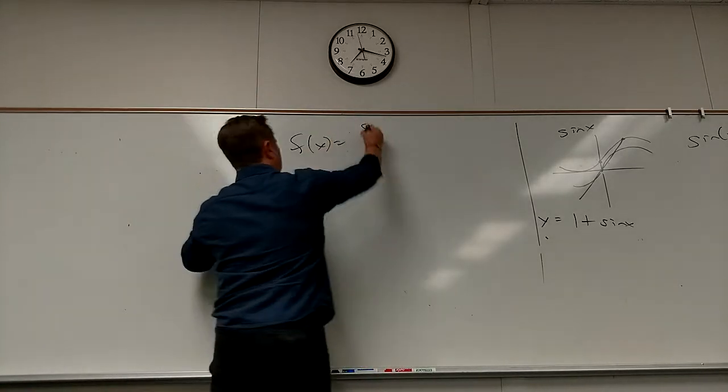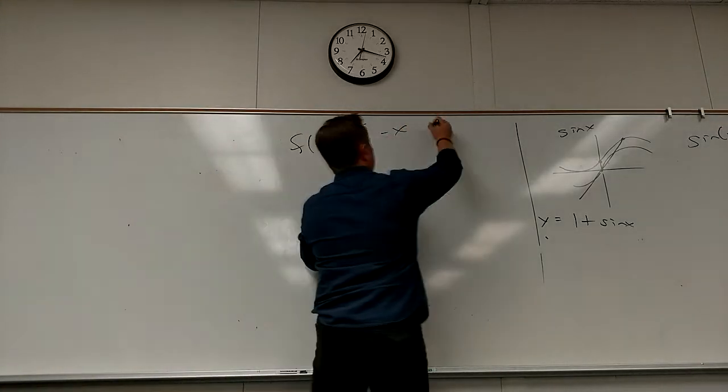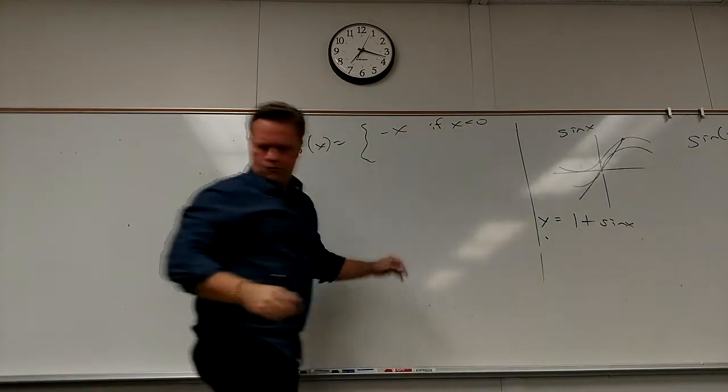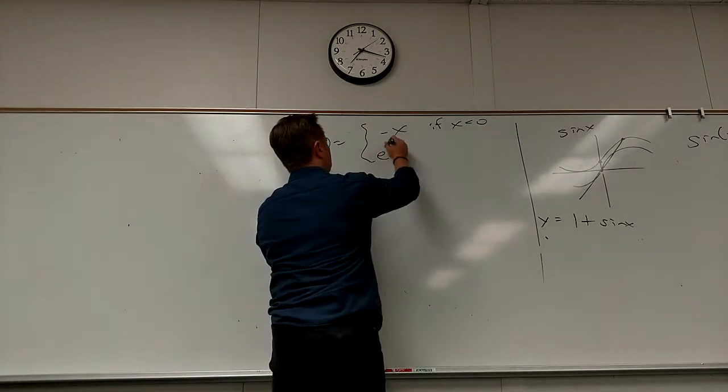So this one says, looks like this for x less than 0. And it looks like e to the x minus 1.